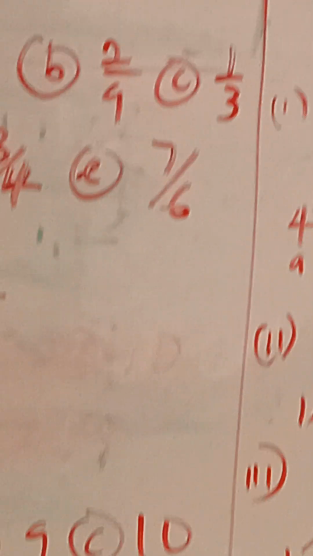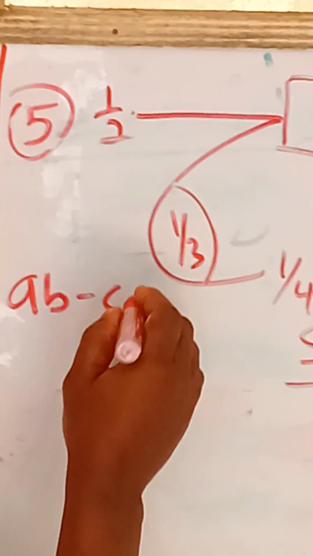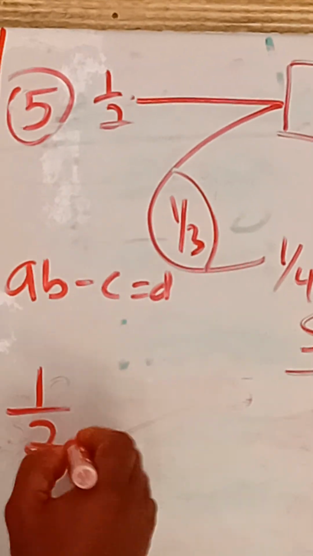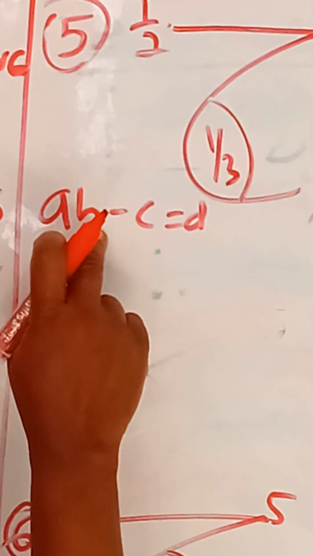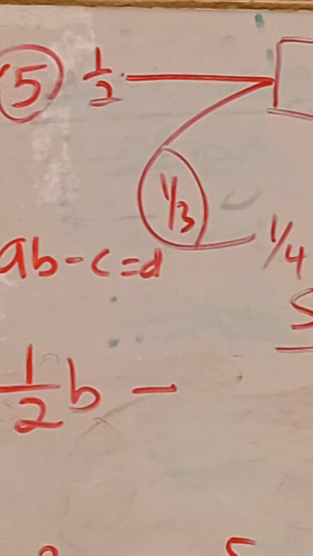So let's go to number 5. You have to be very careful with this one because it involves fractions. Don't forget the formula. The formula is A times B minus C will give us this. So this is A, this is B. So that is a half. This B represents this box. Let's put our B. Minus C, what's our C?